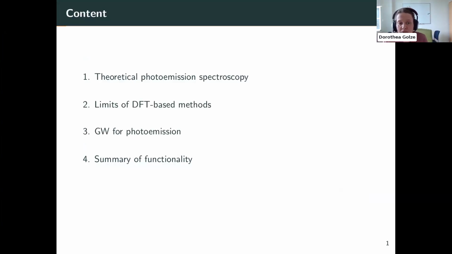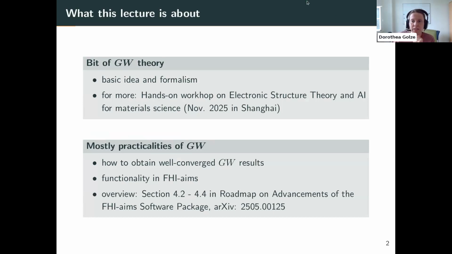What are actually the limits of DFT-based methods? And then going a bit deeper in GW. And then also repeating a little bit what is the functionality that we have here. Okay, so what is this lecture about?